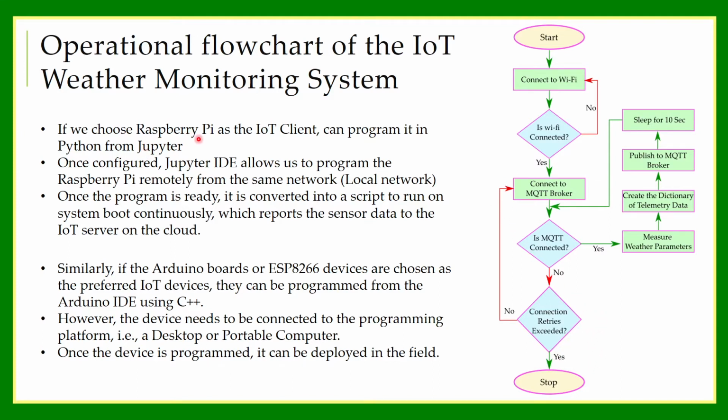Now, if we choose a Raspberry Pi IoT client, we can program it in Python from Jupyter. And once we have configured the IDE, we can convert the program into a script so that it can run on system boot continuously. But in the case of a microcontroller, every time the microcontroller starts, in the Arduino program there are two parts, setup and loop. So it will enter the loop, and this is basically the loop, the whole thing. So it will keep executing indefinitely as long as power is supplied to the microcontroller.